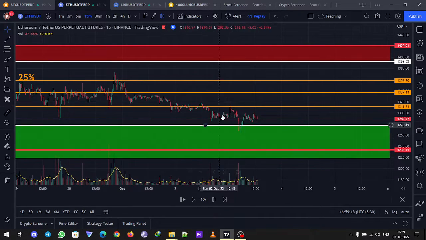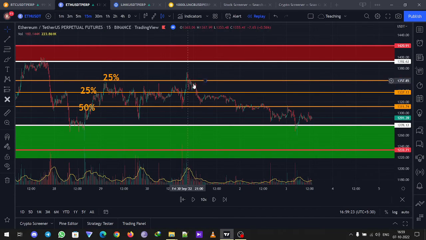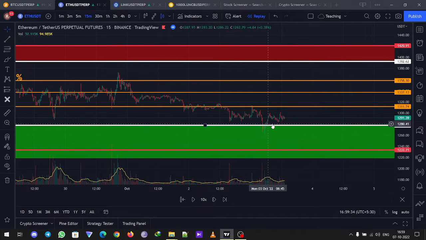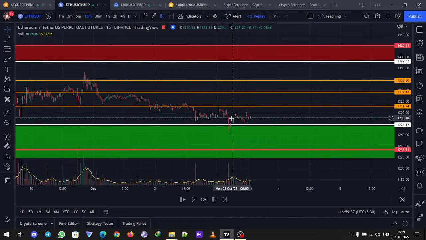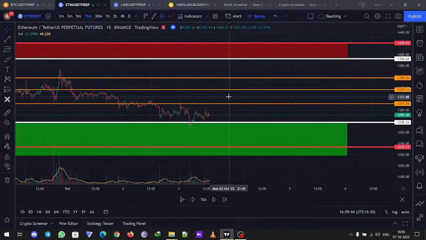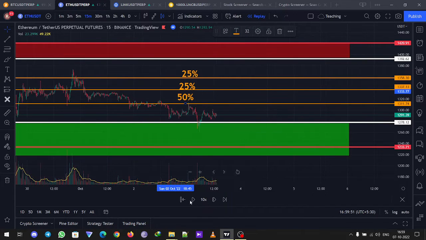Now, an important thing: once you have booked your profits here, if the market didn't go up to make you enter into a short trade and it comes down to the buy zone, you can enter again for a long trade. Okay, so let's just see whether these levels are hit again or not.